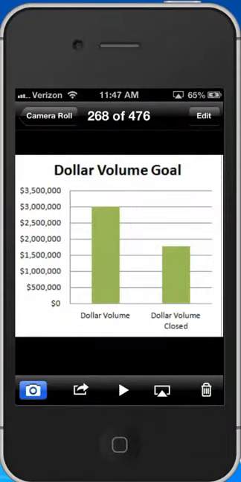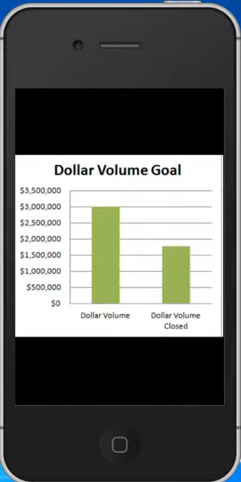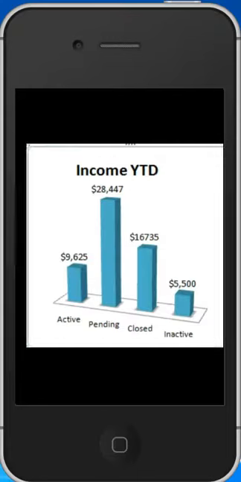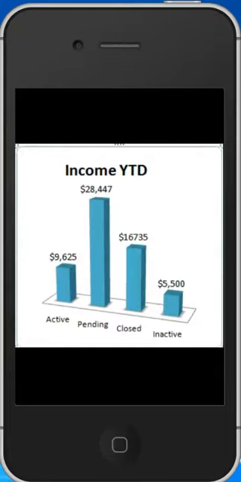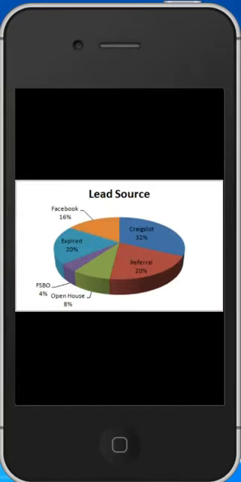If you have a goal to sell $3,000 or $3 million worth of real estate, we want to be able to show you how much real estate you're selling. This graph is going to change based on what you report in the app itself. We also want to show you your income per month and per year, and this one's showing you year-to-date income, what you have as active, pending, closed versus inactive. This is just an example, and including where your leads are coming from. I think this is important information that realtors should have on the fly.